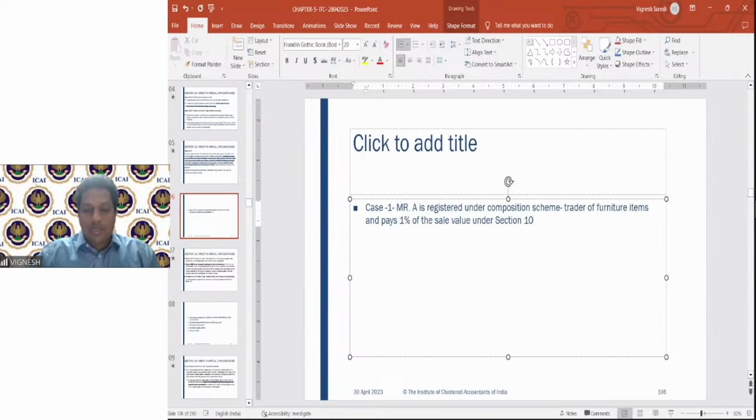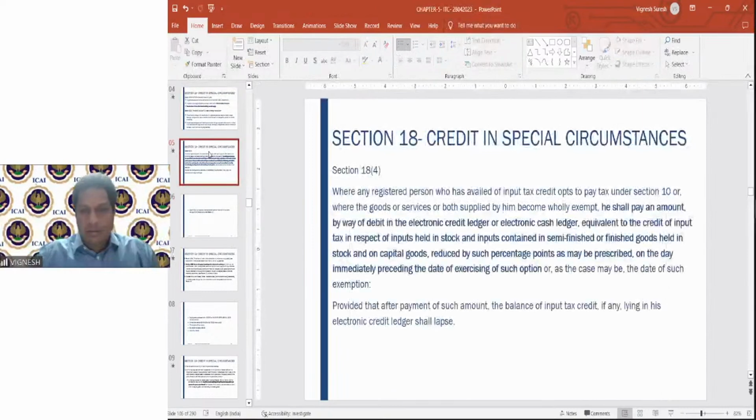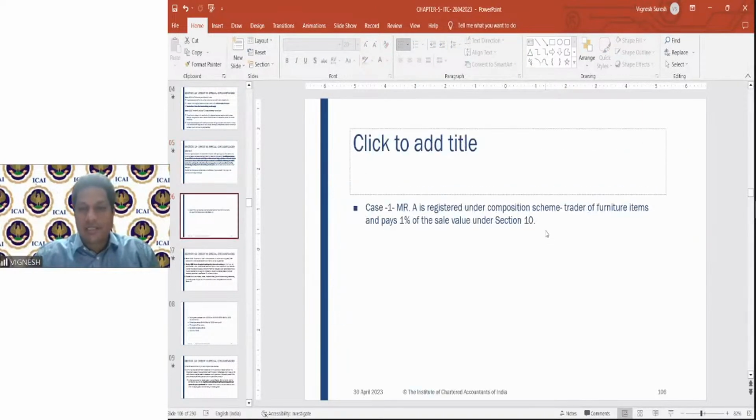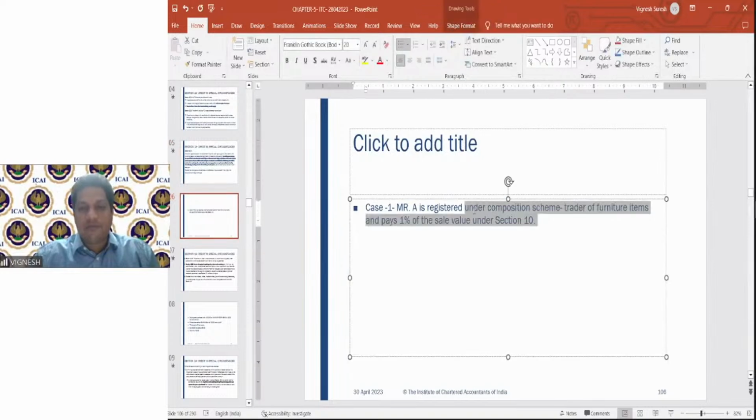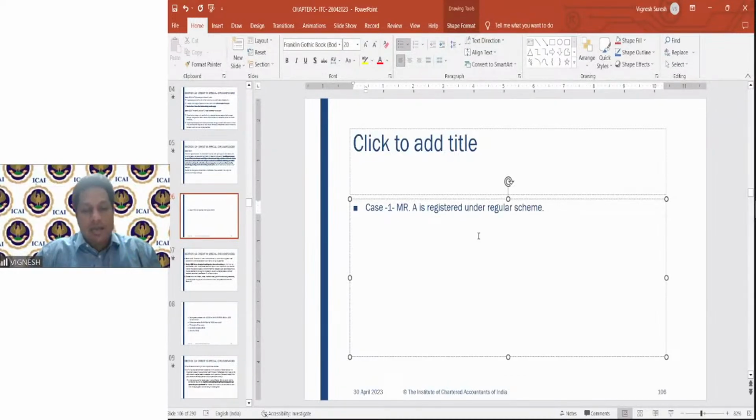Now, this person, sorry, it's different. He is registered under the regular scheme. 18 subsection 4, we wanted clarification. Mr. A is registered under the regular scheme. Again, he is a trader of furniture.